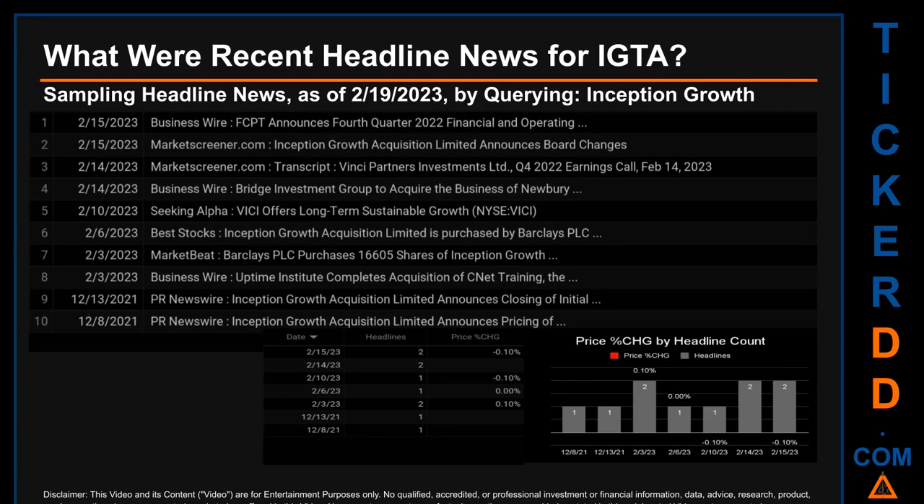What were recent headline news for IGTA? Today, Sunday, February 19, 2023, I sampled one of our news aggregators for latest headlines for this ticker. I did so by searching specifically by a keyword that may appear, broadly, in the title or the body, of discoverable news articles. The keyword that I used was the entity name for IGTA, which is Inception Growth Acquisition Limited.